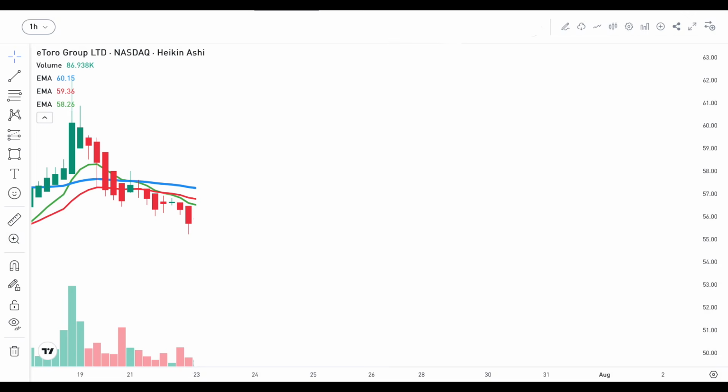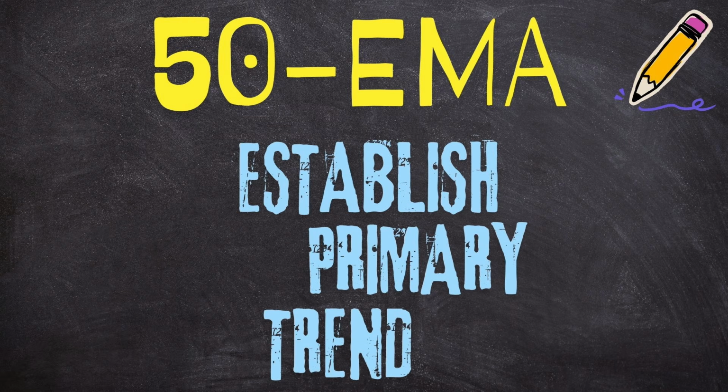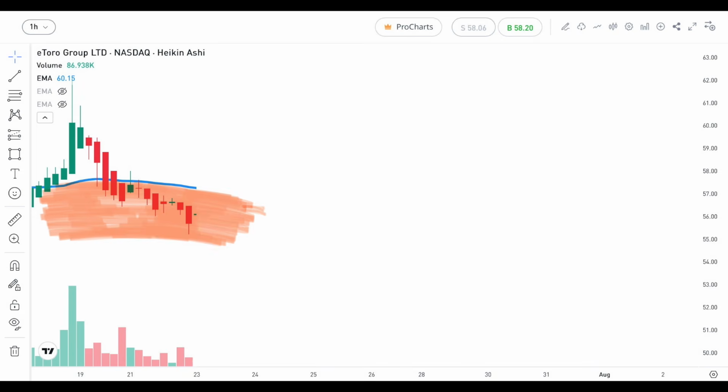I will start with the 50 EMA only to establish the primary trend. Here, price is clearly trading below it, confirming a bearish trend to start with. We will keep a close eye on the gap between the price and the EMA line as this will be our clue to potential shift in trend.